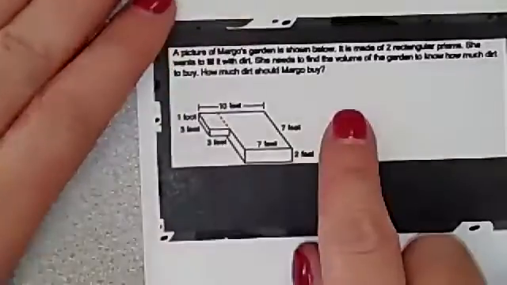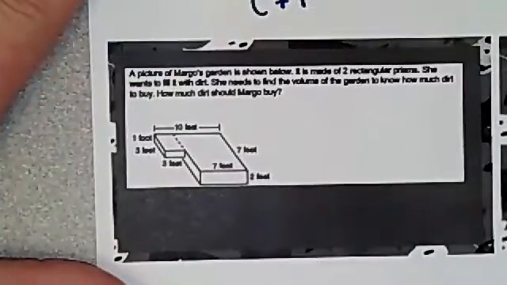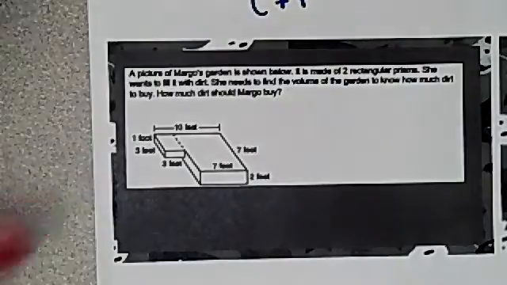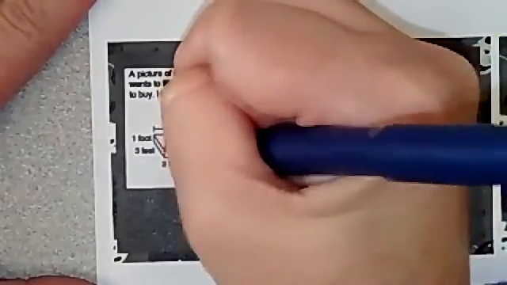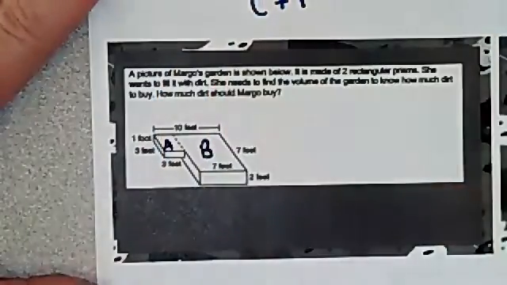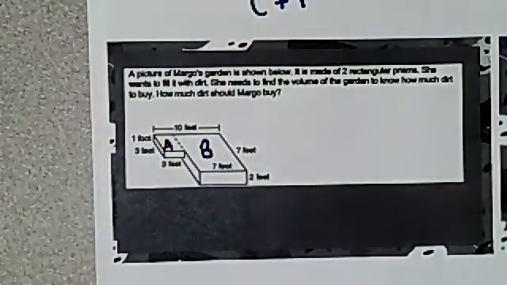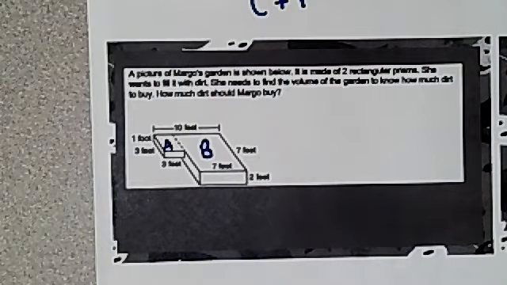All right, here we go. A picture of Margot's garden is shown below. It is made of 2 rectangular prisms. This is A and this is B. She wants to fill it with dirt. That sounds like volume. She needs to find the volume of the garden to know how much dirt to buy. How much dirt should she buy?